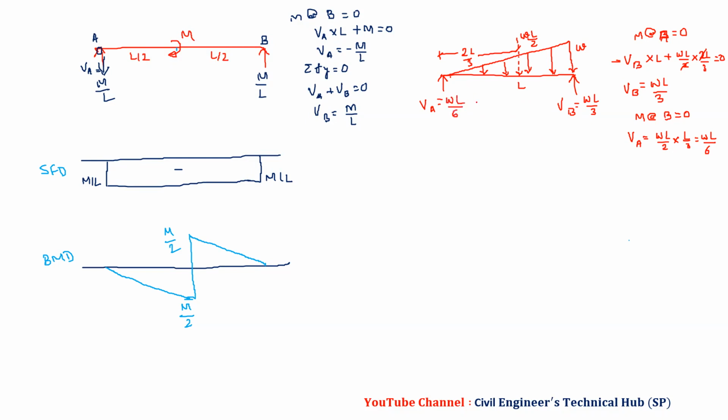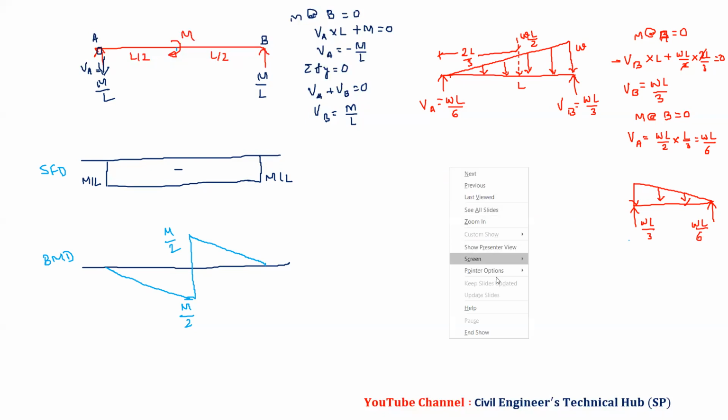These are standard. If you have this UVL in the reverse manner, like this, then our left value will be WL by 3 and the right value will be WL by 6. Then we have to go for SFD and BMD.